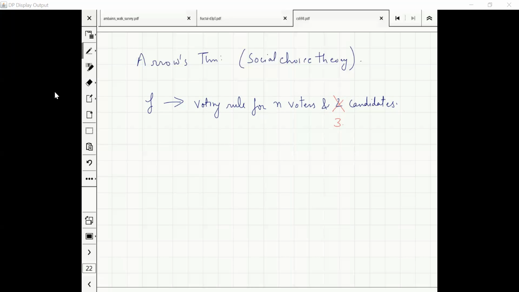Since the atmosphere is very politically charged, I will take the 3 candidates to be A, B, and C. And I want to decide, you have n voters. Let's say voter 1, voter 2, up to voter n. Each of them has their preference. Let's say V1 says, I prefer A over B over C. V2 will say, I prefer C over B over A. Vn will prefer B over A over C. Some preferences, right? How can I use these preferences to define an election between these 3 candidates?